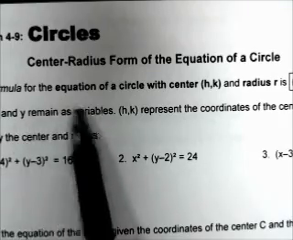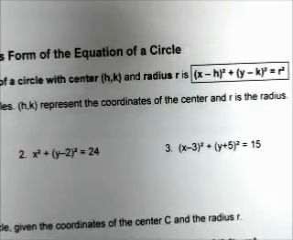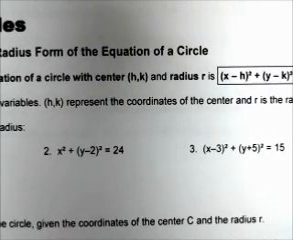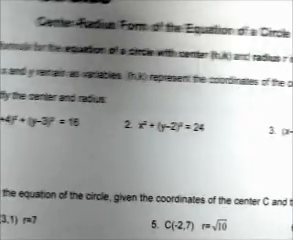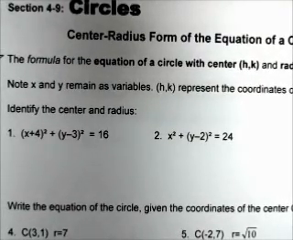The formula for the equation of a circle with center (h, k) and radius r is (x - h)^2 + (y - k)^2 = r^2. Note, x and y remain as variables. h and k represent the coordinates of the center, and r is the radius. So in the next three problems here, let's identify the center and radius of each circle.